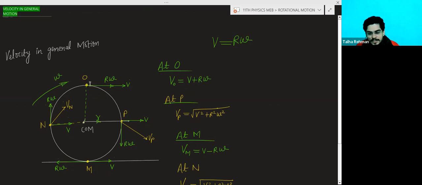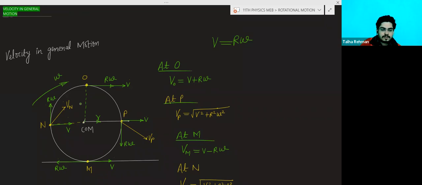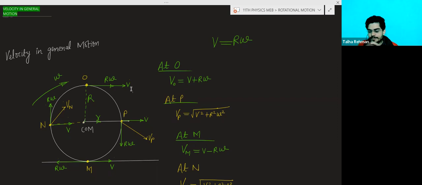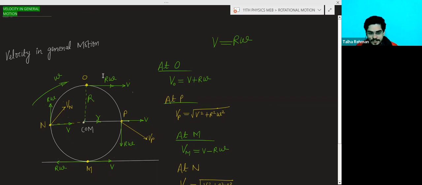This will be tangential to this point O, or you can say you will draw a tangent at point O with respect to this radius. This is the radius. Okay, you will draw a tangent, and now you can see here at this point, both the velocities are in the same direction. Velocity is a vector quantity. So if the velocities are in the same direction, then the resultant velocity will be the sum of v and r omega.